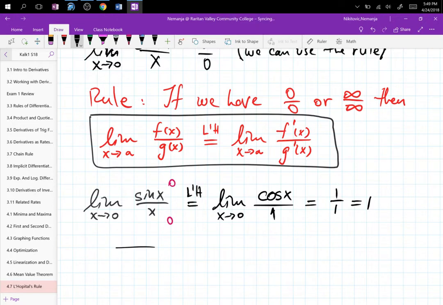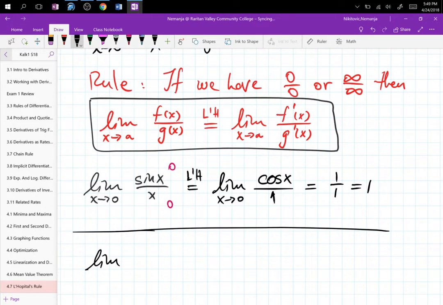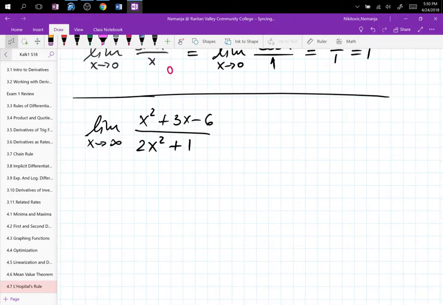So here's another example. Say you have the limit as x goes to infinity of x squared plus 3x minus 6 divided by 2x squared plus 1. Right, so this is the problem. Now you're looking at this and you say, all right, the first way to solve the problems is to plug in the value. First of all, you should know the answer to this question just by looking at the problem. What's the answer for this limit? 1/2. The answer is 1/2.